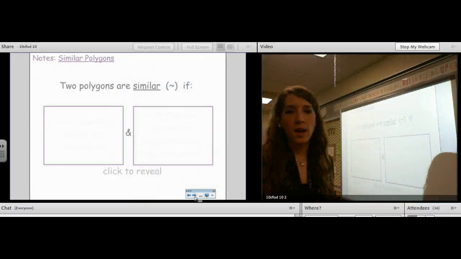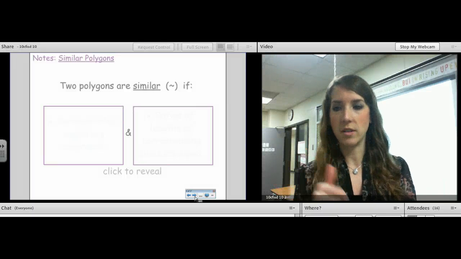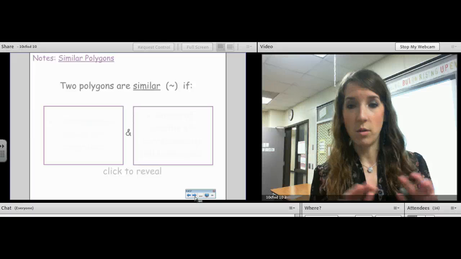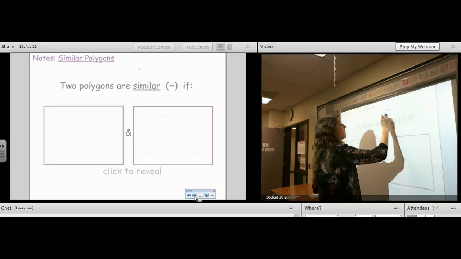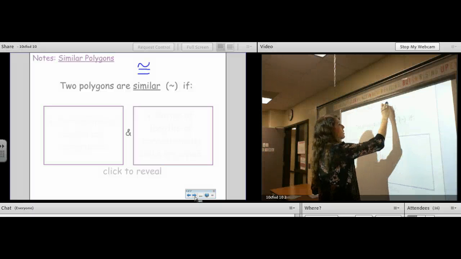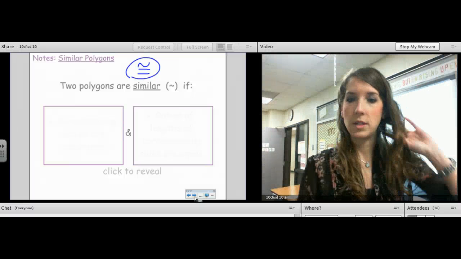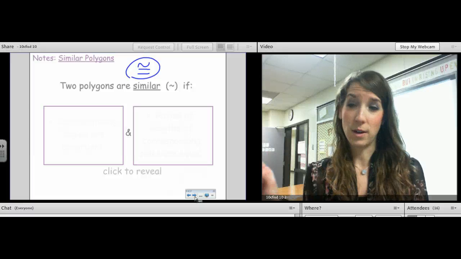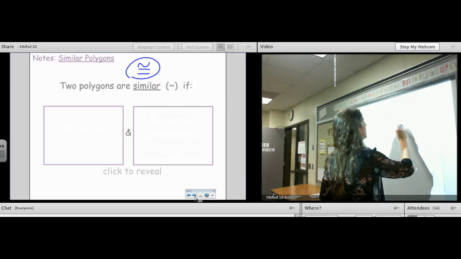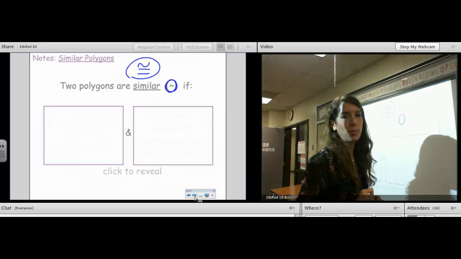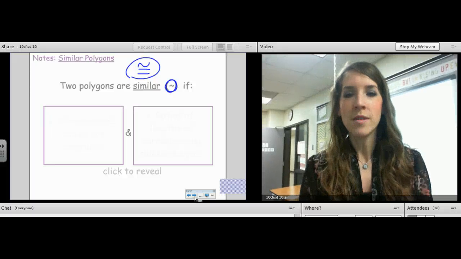So, two polygons are similar. This is the biggest part of this whole day. These two things that I'm about to reveal in these two boxes are almost the only thing you need to walk away with today. Now, when we were in the congruent triangles unit or congruent figures unit, we used this symbol to mean congruent. This unit is all about similarity. So it's not congruent figures, although congruent figures are similar. It's similar figures. And the symbol we use for similar is simply the tilde or the squiggly, or whatever you want to call it. It's not a technical term.